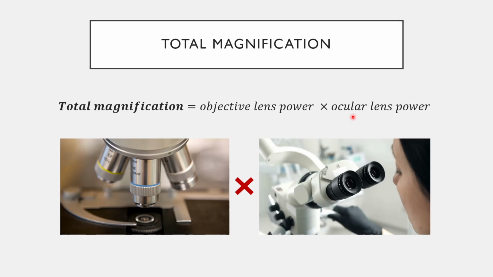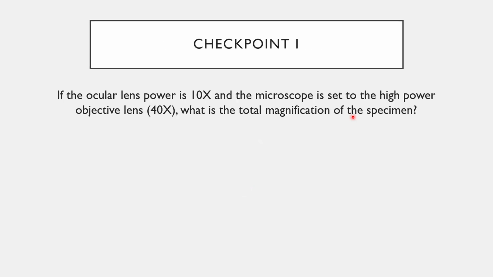So this brings us to our first checkpoint. Checkpoint number 1. If the ocular lens power is 10x and the microscope is set to the high power objective lens, the magnification of which is 40x, what is going to be the total magnification of the specimen as you see it?